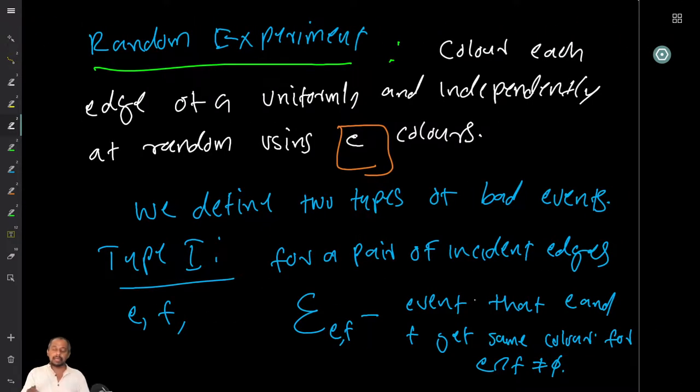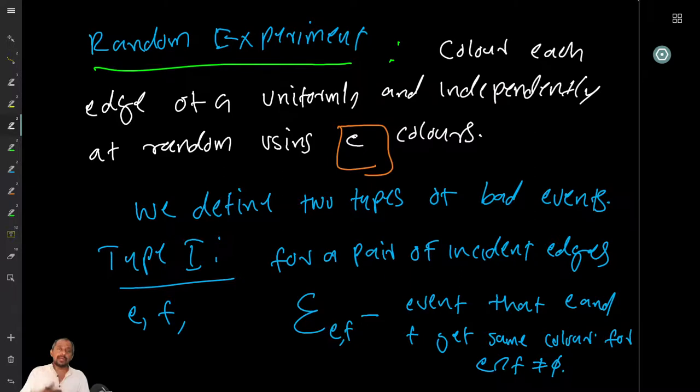So for a pair of incident edges E and F, the type 1 event, let's say event EF, says that the edges E and F get the same color, where the edges are incident with each other. They are adjacent; E intersection F is non-empty. So for two adjacent fixed edges E and F, they get the same color. That is a bad event, because if that happens, our coloring is not proper.